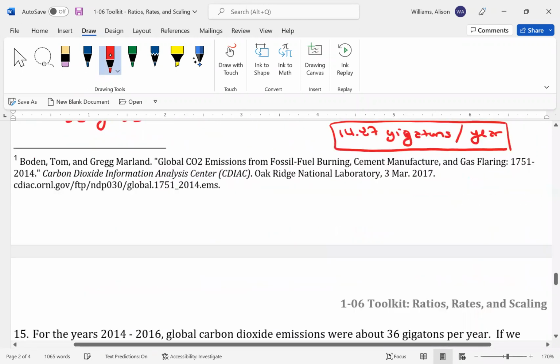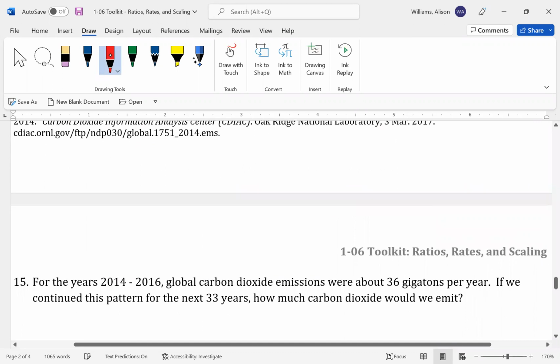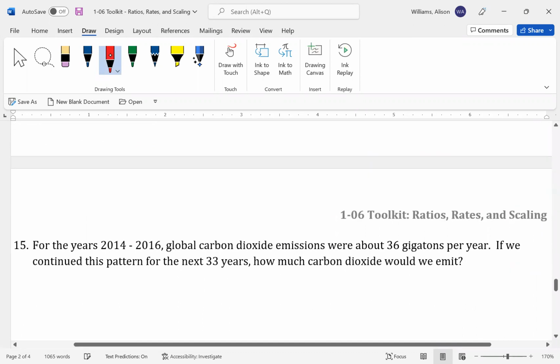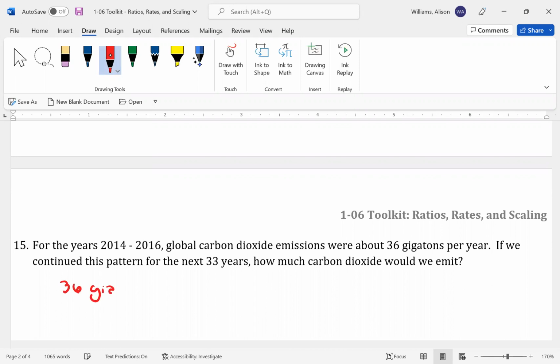All right. So based on our past information, 2014 to 2016, the emissions were 36 gigatons per year. If we continue this pattern for 33 years, how much carbon dioxide would we emit? Okay, so if the pattern is 36 gigatons per 1 year, for 33 years, I'm going to scale up by 33.